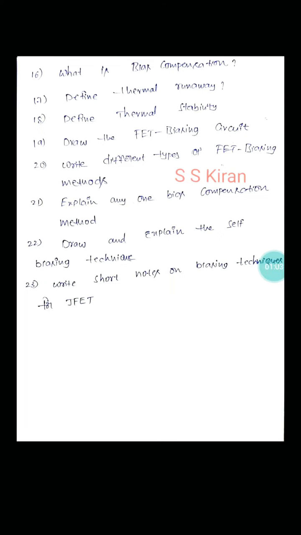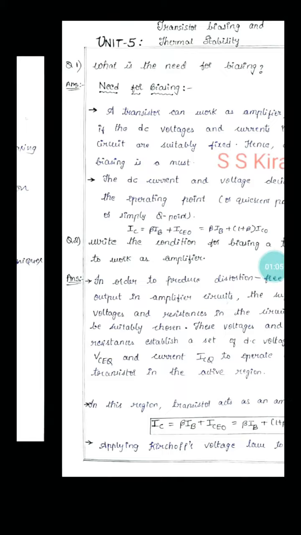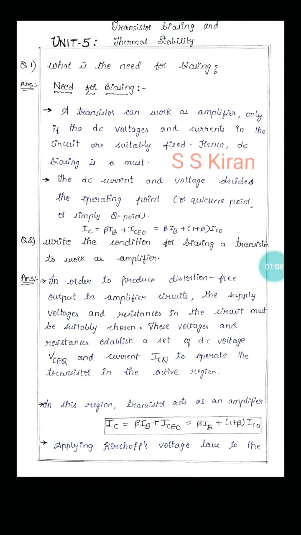Okay, now we will enter into the question and answers. Right. The first question is, what is the need for biasing? The two techniques are very important to do biasing. The first one is transistor can work as amplifier. Transistor maintains some operating point. These two are very important. One is amplifier, second one is Q point. By these two reasons, it's required to do biasing.